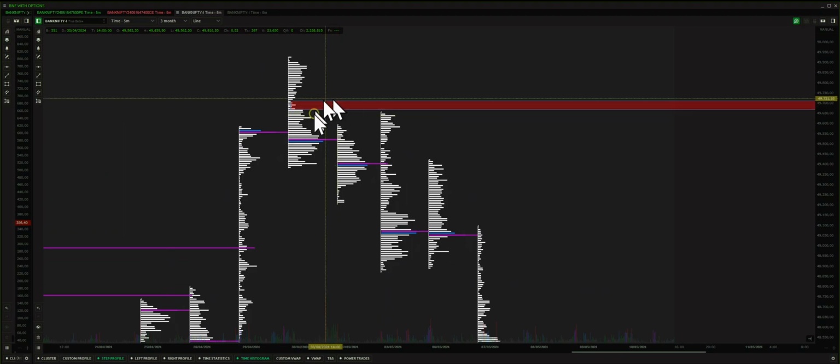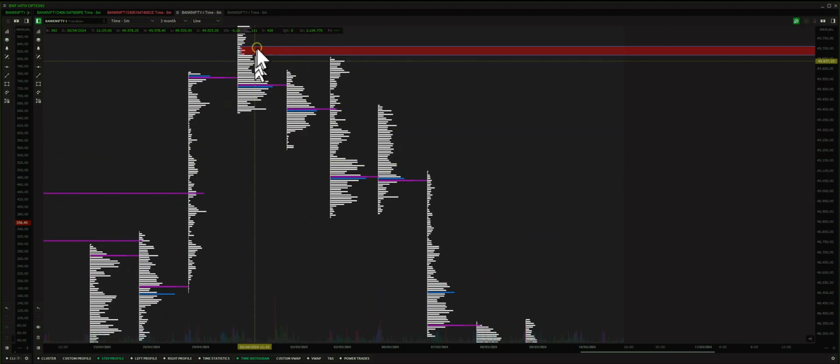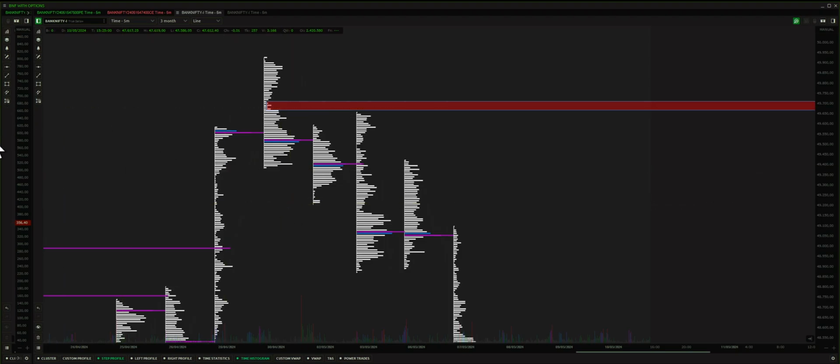This is the zone that, if you remember, I've done a video on this and we've drawn this. This is a low volume node. Again, let's start with the profile types. Now if you see, this is a multiple distribution.